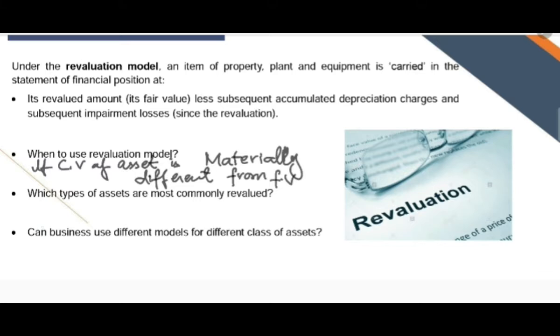The next question is which type of assets are most commonly revalued? So these are tangible non-current assets, which have physical existence, that should be most commonly revalued, like building, plant and machinery, land. These are the common examples of assets that are commonly revalued.